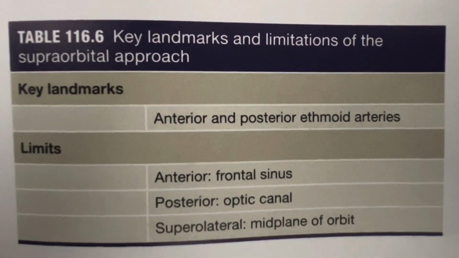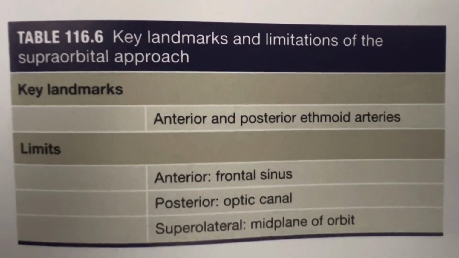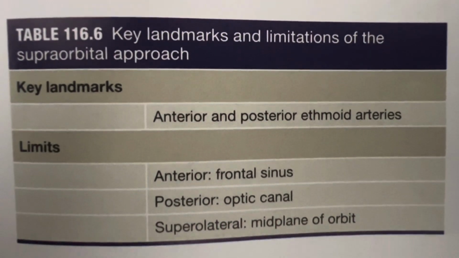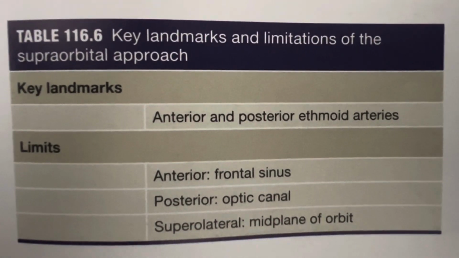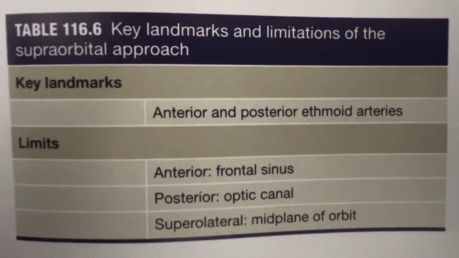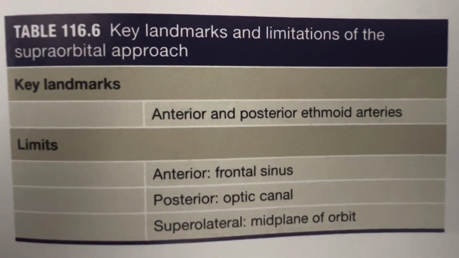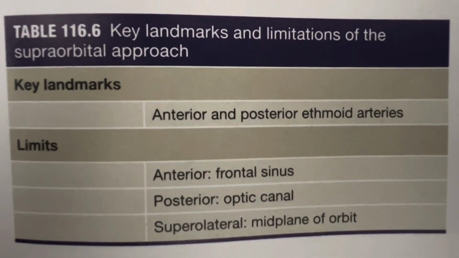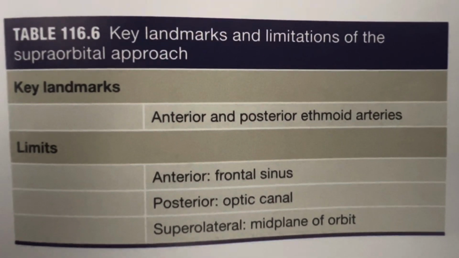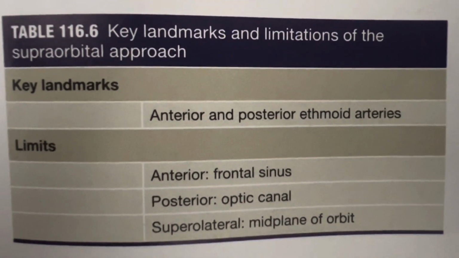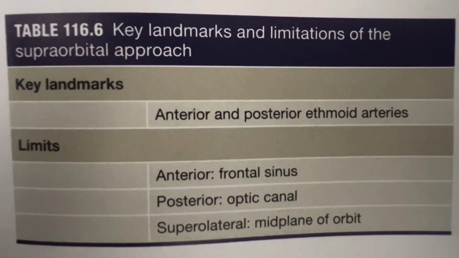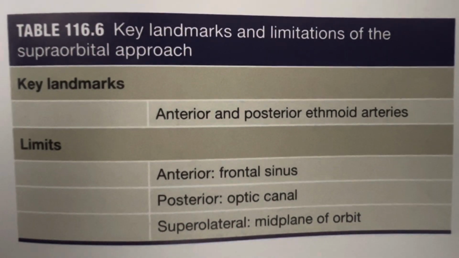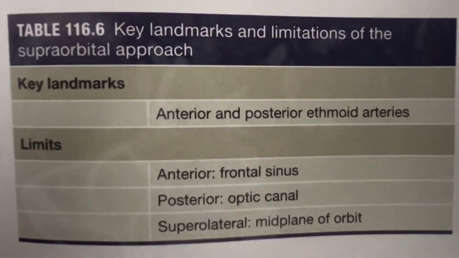The supraorbital approach is a coronal plane approach that provides access to the orbital roof. The maximum limit of the exposure will be the mid-sagittal plane of the orbit. This approach is mainly used for osteoma and meningioma tumor removal. Limits of this approach are: anteriorly, the frontal sinus; posteriorly, the optic canal; and superolaterally, the midplane of the orbit. It is often combined with transcribriform or transplanum approaches. The supraorbital approach is bounded anteriorly and posteriorly by the ethmoid arteries.